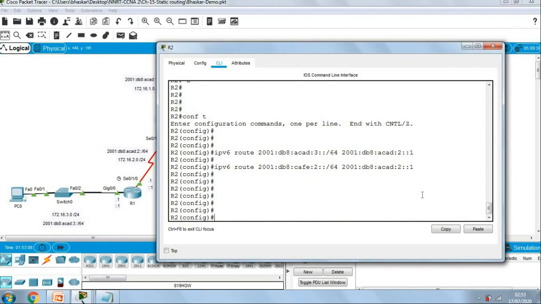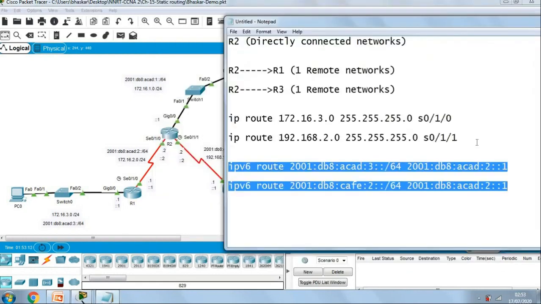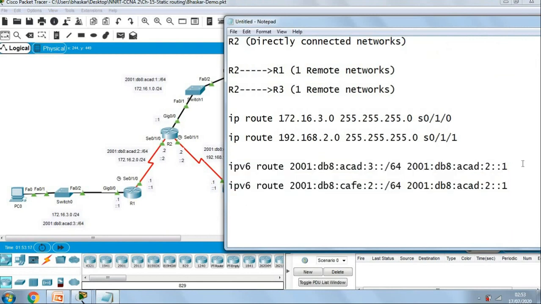So I think this one. Not this one. What type of static routes? This is directly connected, right? So I have to give this one exit interface, not next hop address. This is serial 0/1/0, and for this one it is serial 0/1/1. So this is the exit interface to reach here, serial 0/1/0.